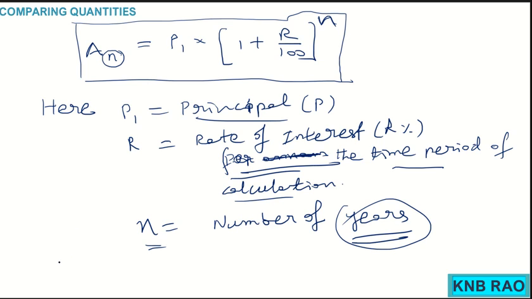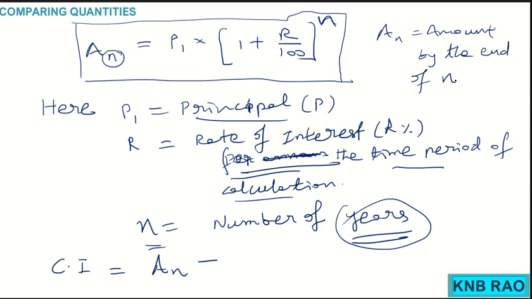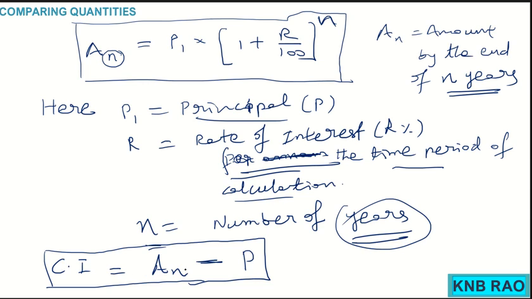Suppose if you are asked to find compound interest, then from this amount, here I did not write what is A_n, let me write it: the amount by the end of n years, or for that time period n after n times calculation. From that amount I have to subtract the principal, that gives compound interest. So, compound interest is amount minus principal. You will first find the amount, then subtract the principal from that, and you will get the compound interest.